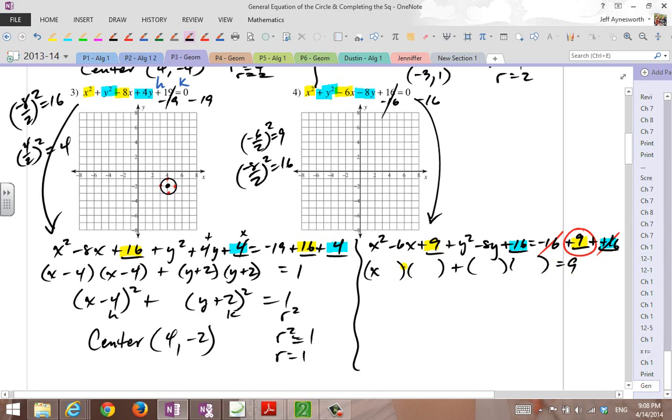X times x is x squared. And what two numbers multiply to 9 and add to negative 6? Well, try negative 3 and negative 3. They multiply to 9 and they add to negative 6. So you're going to factor it.